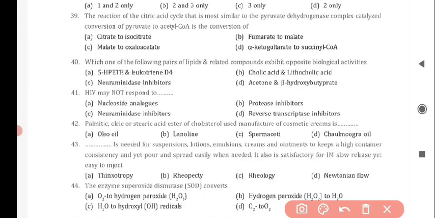Next question is the reaction of the citric acid cycle that is most similar to the pyruvate dehydrogenase complex catalyzed conversion of pyruvate to acetyl coenzyme A is the conversion of, and the correct answer is option D, alpha ketoglutarate to succinate. Next question is, which one of the following pairs of lipids and related compounds exhibit opposite biological activities? And the correct answer is option B, cholic acid and lithocholic acid.